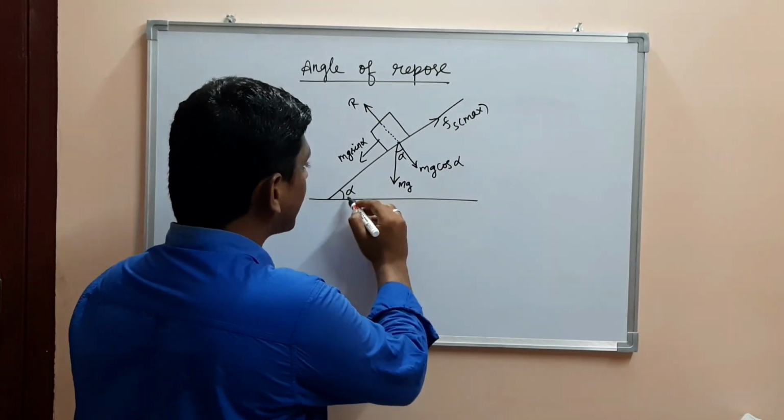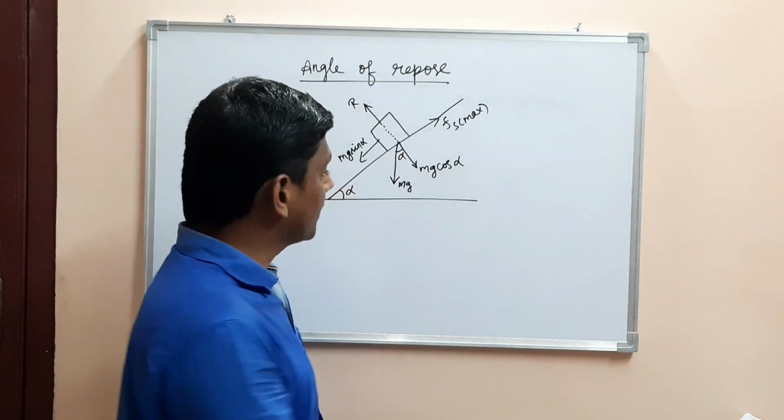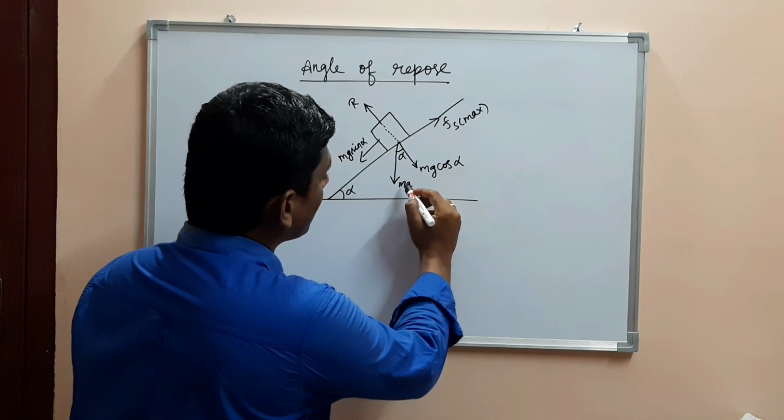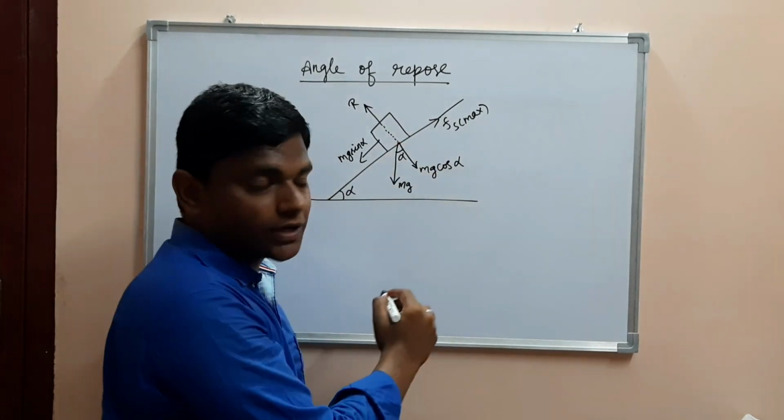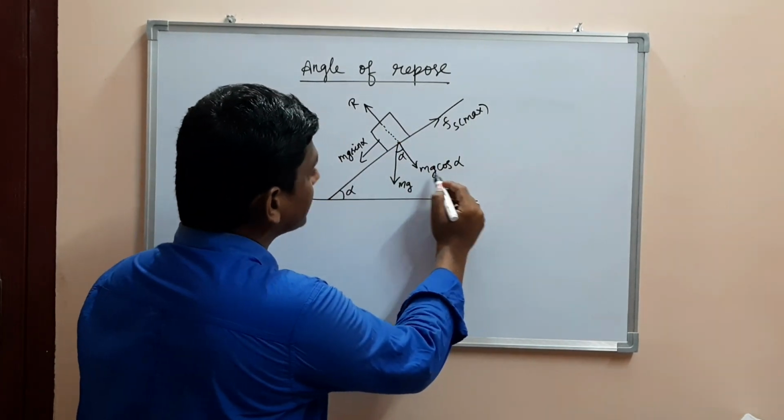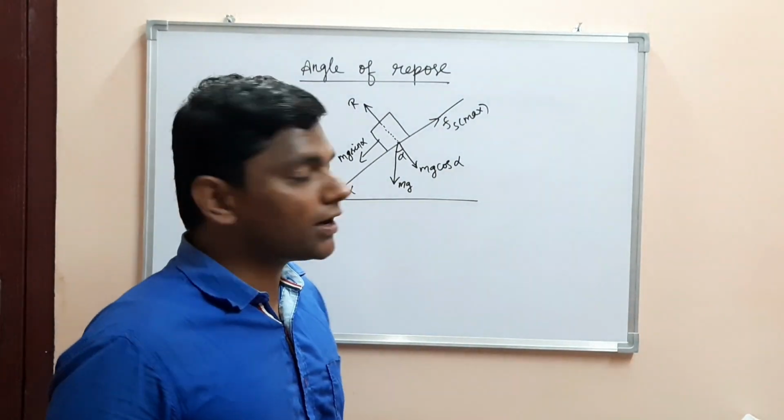Since this angle is alpha, this angle is also alpha. Now I am resolving the weight of this block mg into two of its components: this is mg cos alpha, and this is mg sin alpha.